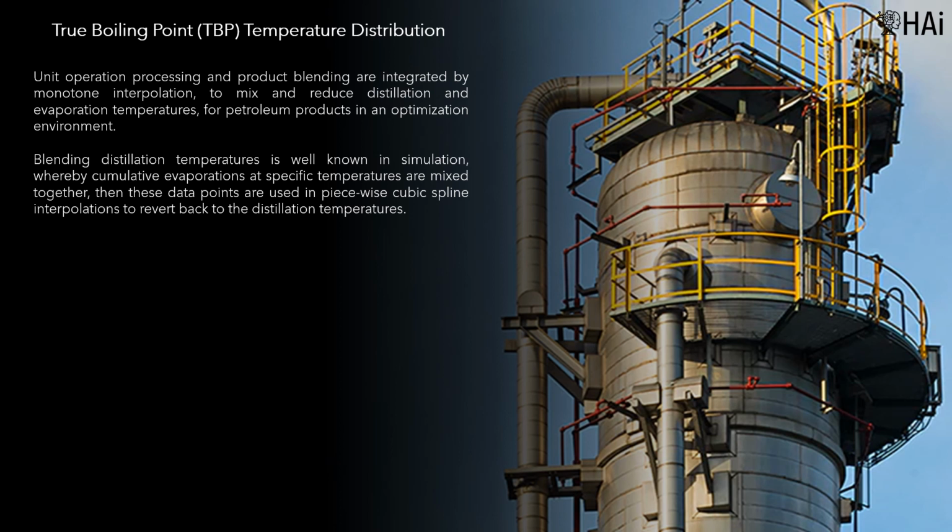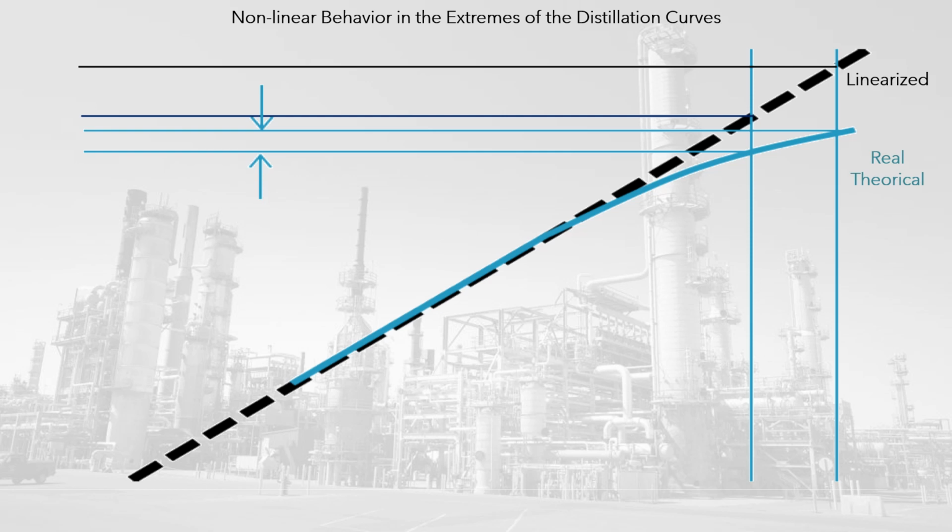Blending distillation temperatures is well known in simulation, whereby cumulative evaporations at specific temperatures are mixed together, then these data points are used in piecewise cubic spline interpolations to revert back to the distillation temperatures. The graph shows the nonlinear behavior in the extremes of the distillation curves, where increments in the temperature, abscissa, cause a nonlinear increment in the evaporations, ordinate.